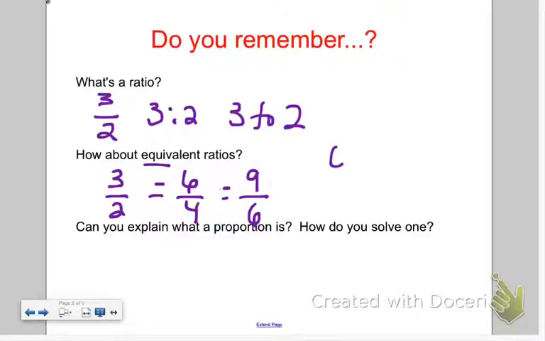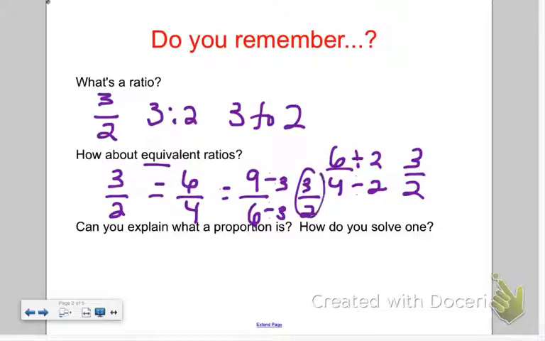If you were to take the 6 over 4 and simplify it by dividing by 2, guess what? You'll get 3 over 2. Same thing with 9 over 6. If you divide by 3, you're going to get your 3 over 2 again. All of these ratios are equivalent to each other because they're all going to simplify, or may already be simplified, to 3 to 2.